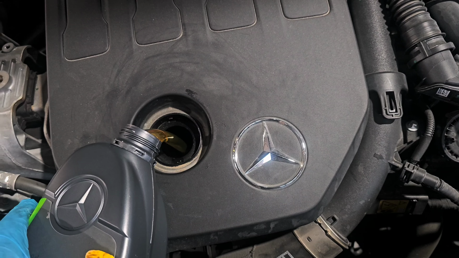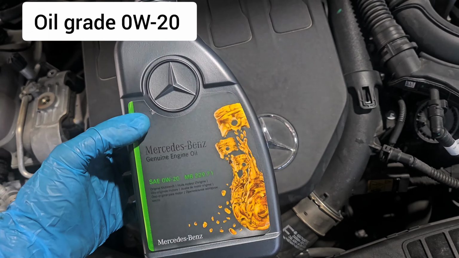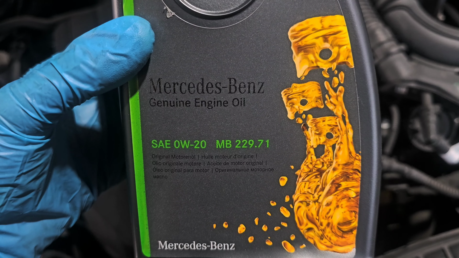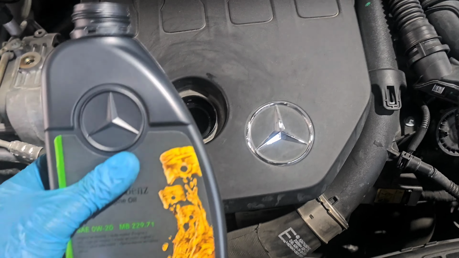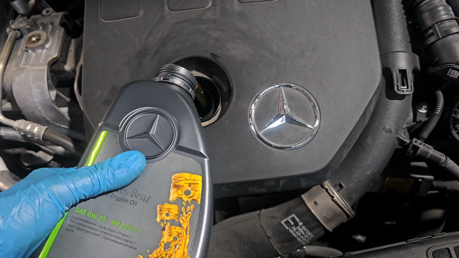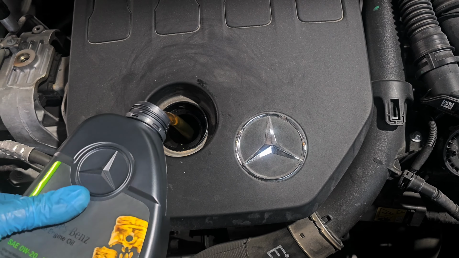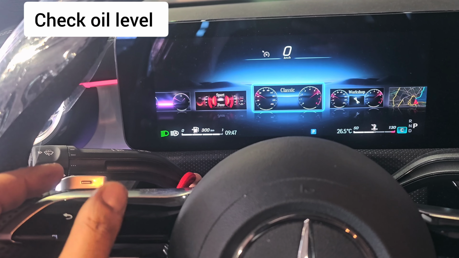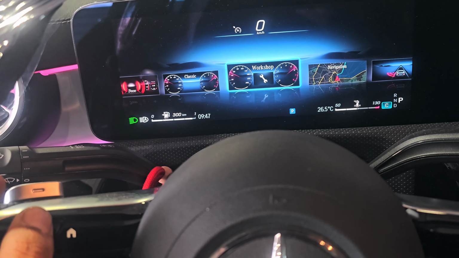The oil capacity is 5.1 and we are using oil grade 0W20. In this car the engine oil grade has been changed. So whenever you are changing the oil in this model year 2024 engine, you have to confirm with the engine number. Then we can check the engine oil level.